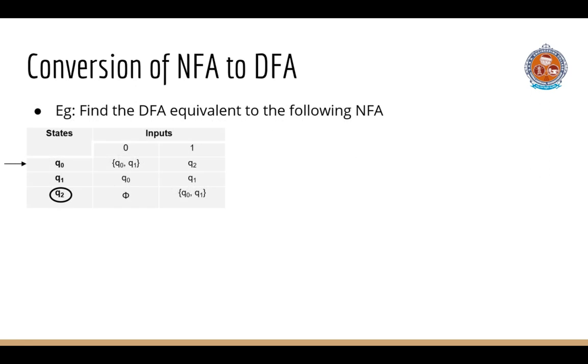For example, the NFA transition table was given. Here Q0 is the initial state and Q2 is the final state. Now we need to construct the equivalent DFA. So we are going to construct the transition table for the DFA first.